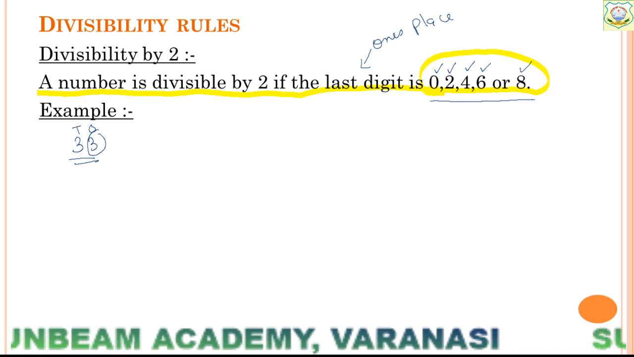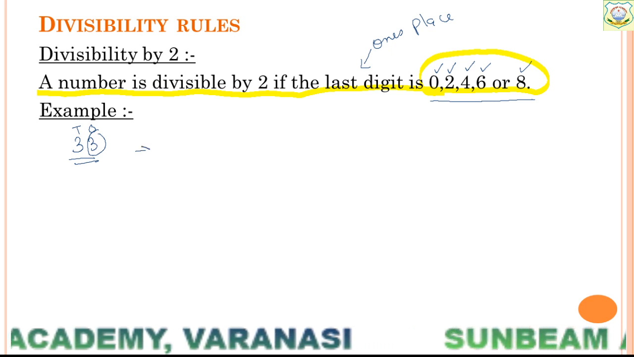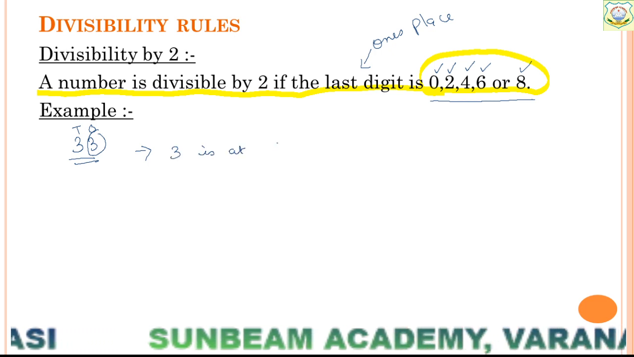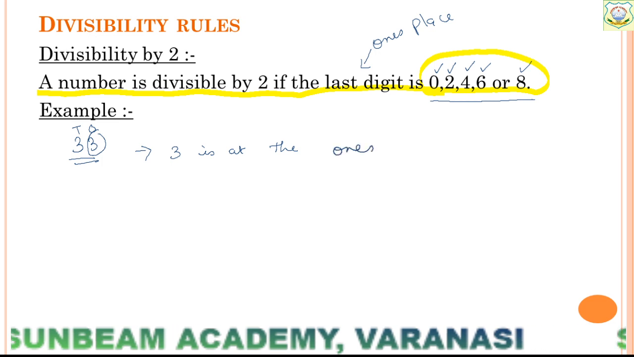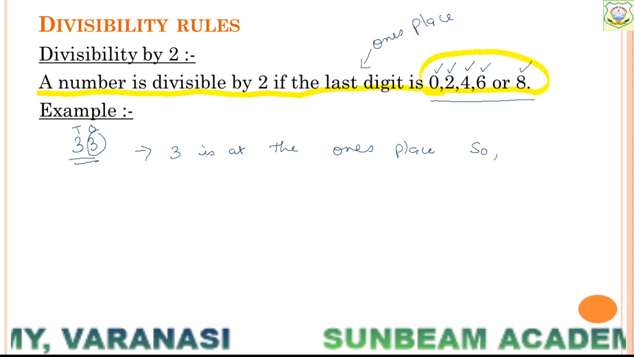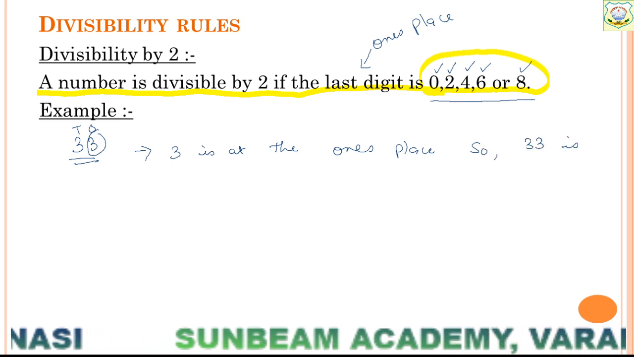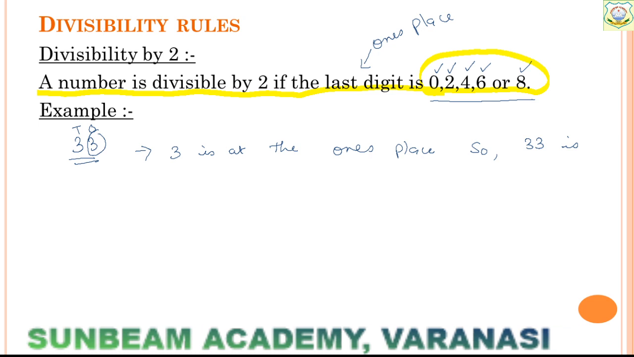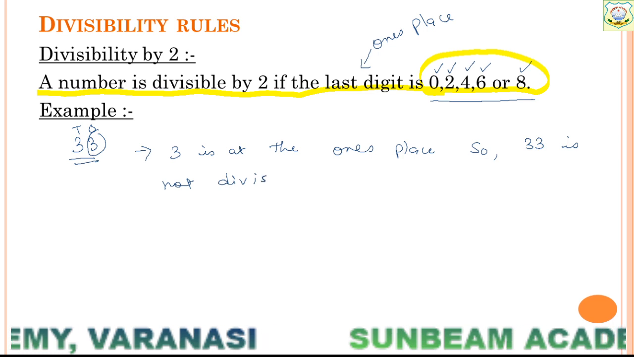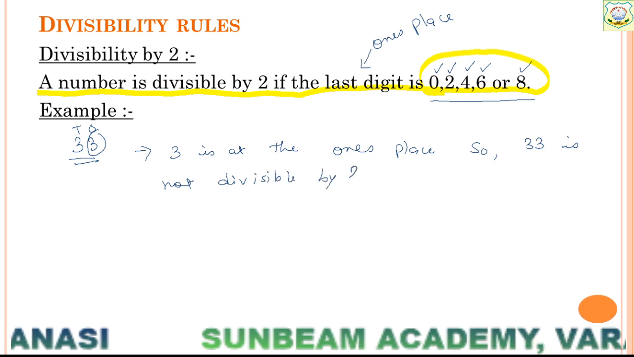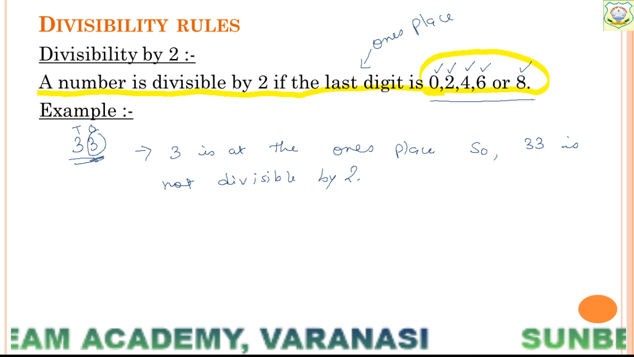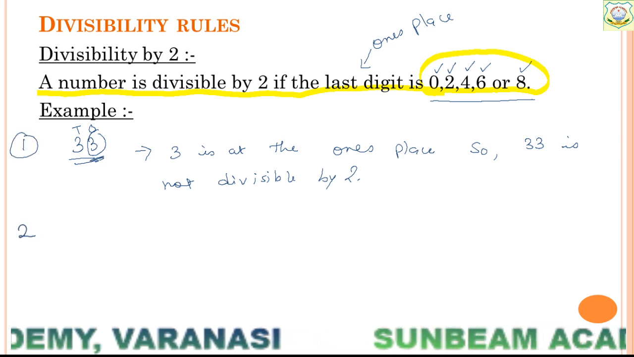So now how will we write? 3 is at the ones place. So 33, is it divisible or not? No. 33 is not divisible by 2. Okay. Why is it not divisible? Because the ones place is 3. Now let's take one more example.